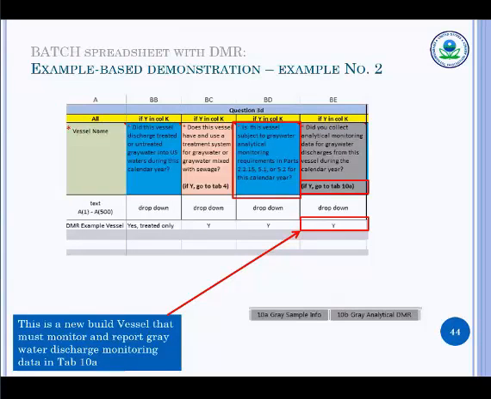So, on the questions tab of the annual report spreadsheet, when you get to column BD, you'll answer yes, that you are subject to gray water analytical monitoring requirements, and then if you perform such monitoring, in column BE, as shown, if you answer yes, you're required to go to tab 10A that you'll see at the bottom of the spreadsheet.